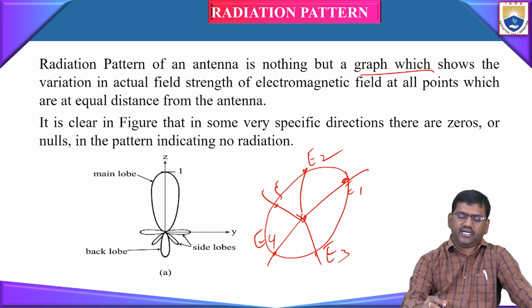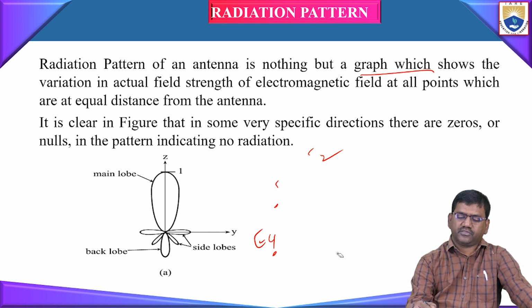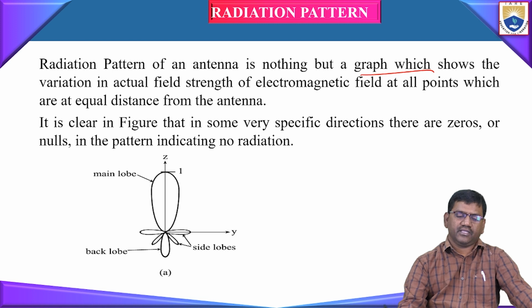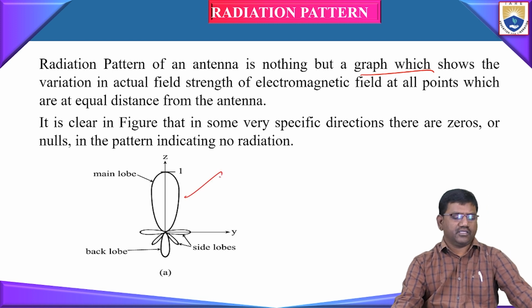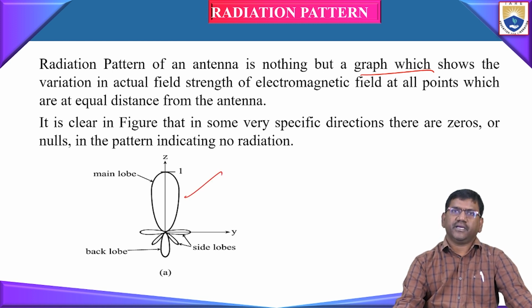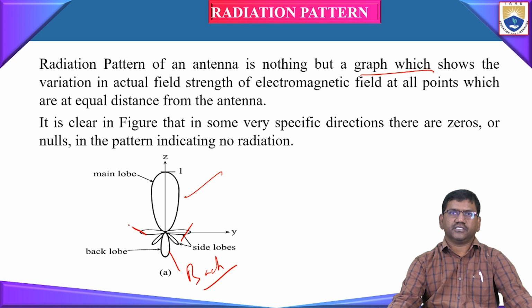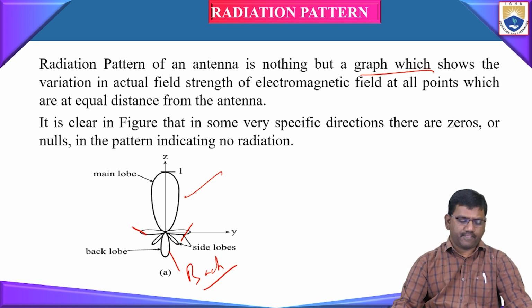This radiation pattern consists of different lobes. One is the major lobe, where the radiation pattern is maximum in one particular direction. This is known as the main lobe or major lobe, where the radiation is maximum. This is known as the back lobe, and these are known as the side lobes.